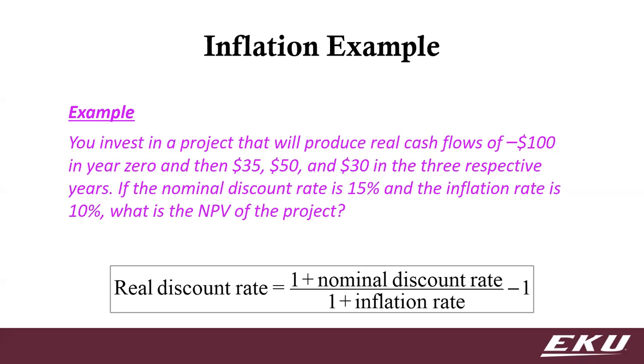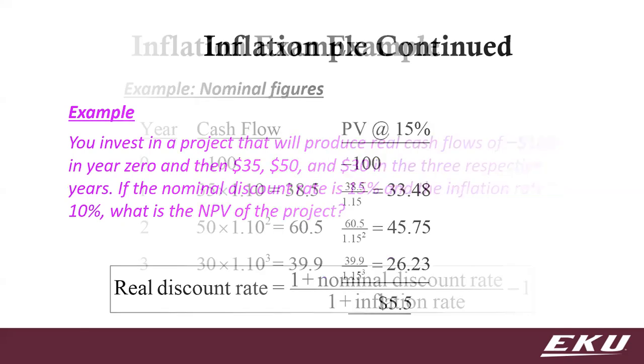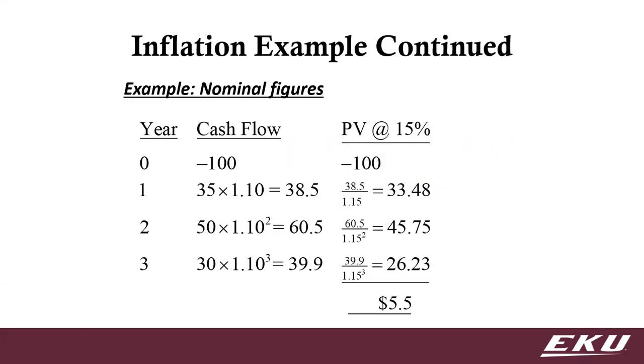If you take those cash flows of minus 100 immediately, and then we'll receive 35, receive 50, and receive 30, discount that back at 15%. What is this project's NPV? $5, $5.50.